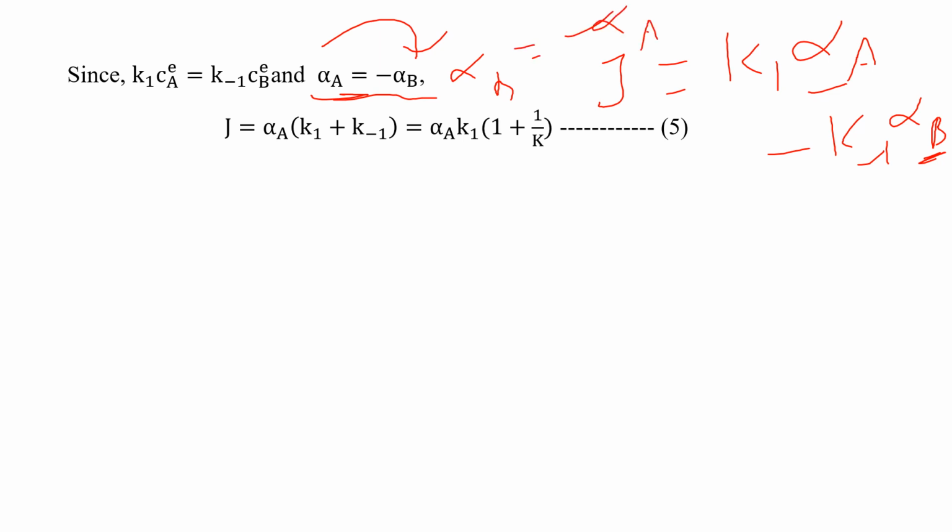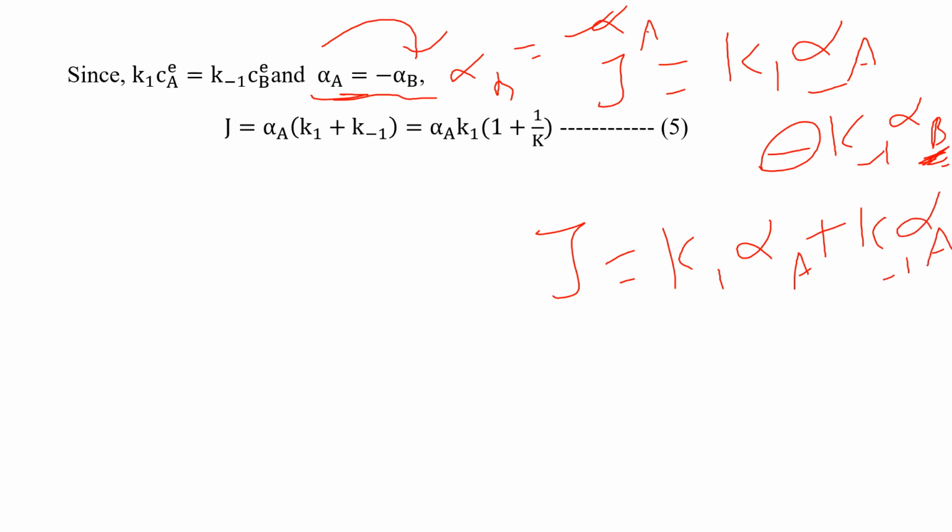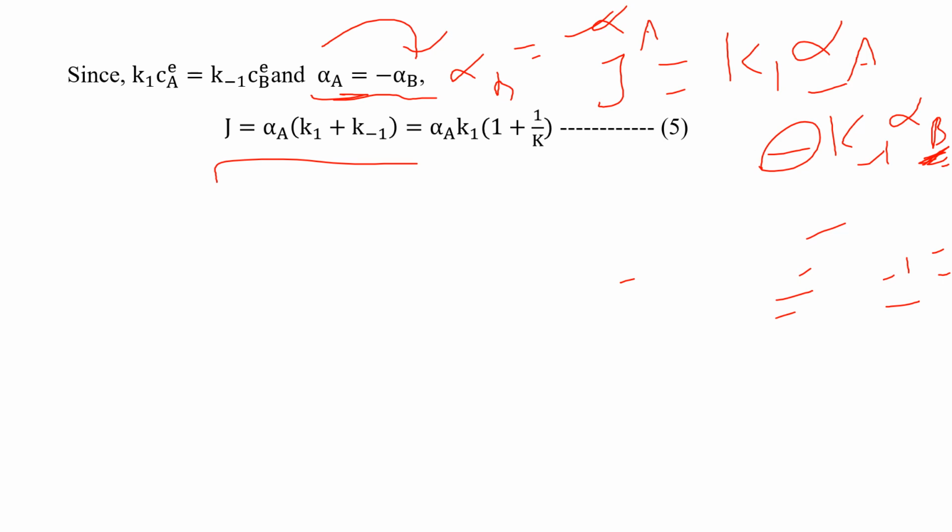So when you substitute this value, you will be getting J is equal to K1 alpha A. Instead of alpha B, we are substituting minus alpha A. Already there is a minus, so minus into minus is plus, plus K minus 1 alpha A. So in both terms alpha A is common, so alpha A is taken as common, so alpha A into K1 plus K minus 1.